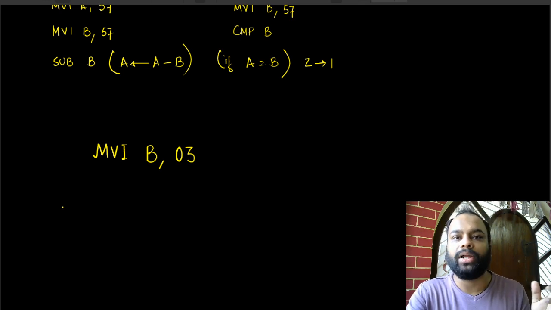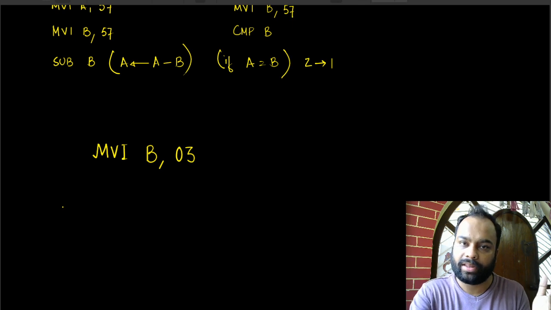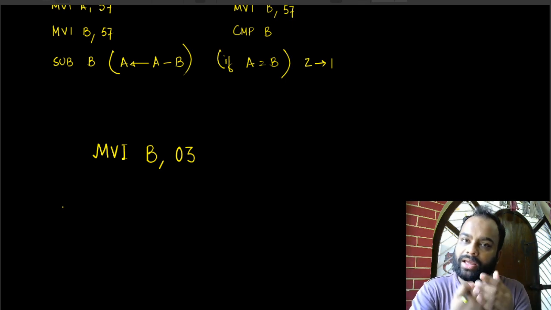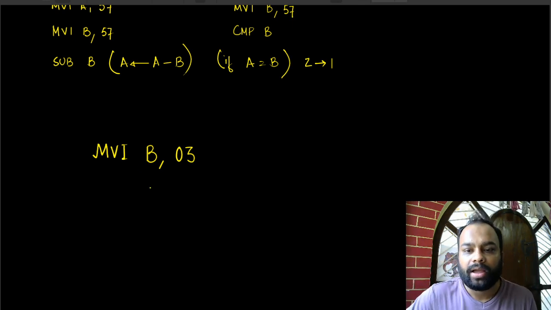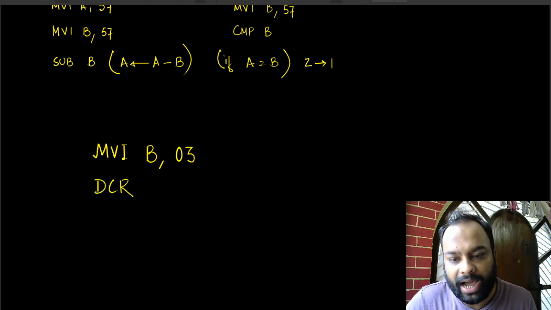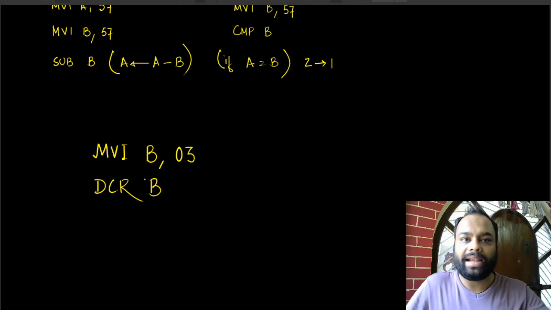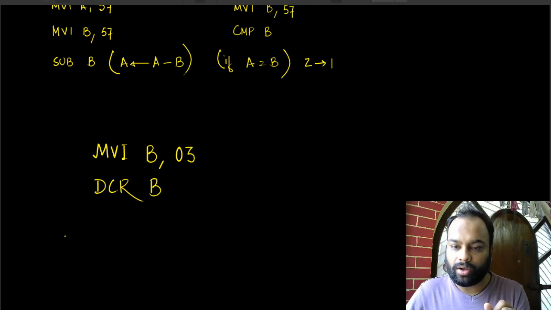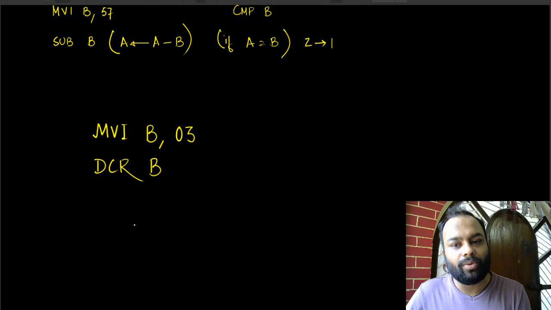So I would set a counter to 3, and every time I have done an addition, I would decrement the counter by a value of 1. So for example, if I wanted to do something 3 times, after doing it once, I would decrement the counter. Decrementing a single register has the instruction DCR B, so that decrements a single register. After doing DCR B, what happens?